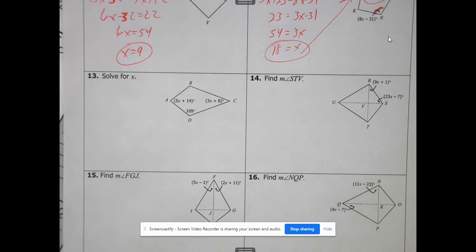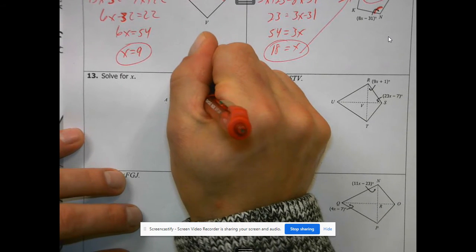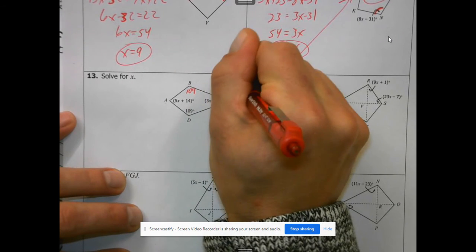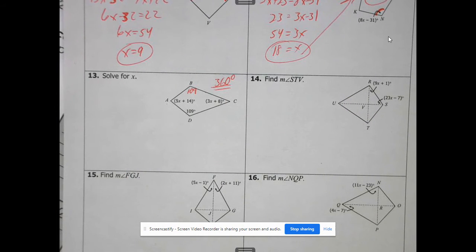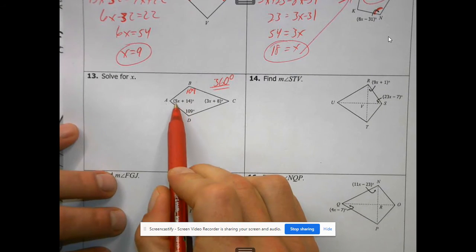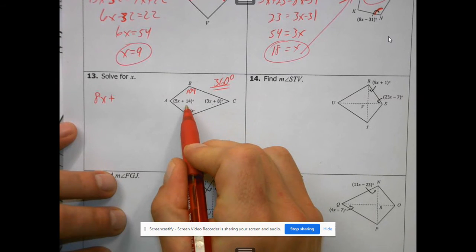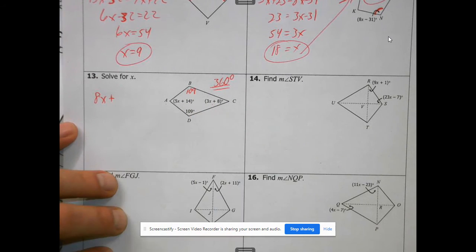13. All right, a couple ways we can do this one. I know it beats me 109 as well too, right? All 4 angles in a quad add up to 360, right? So combine your like terms, equal 360, solve for X. 5x, 3x, 8x. I got a 14, a 109, a 109, and an 8.